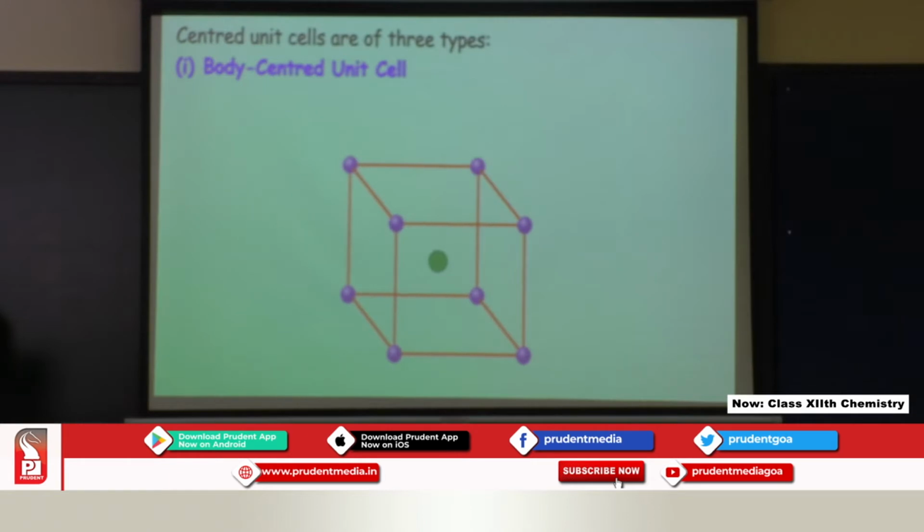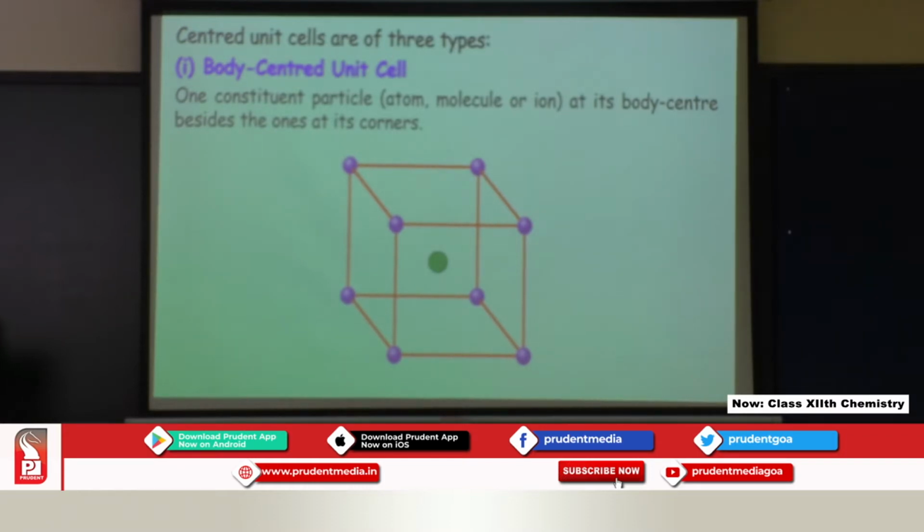Now let us look at this one. A body-centered unit cell has, as usual, 8 atoms at its corners along with 1 atom which is present at the body center of the cube. This is highlighted in green on the figure.